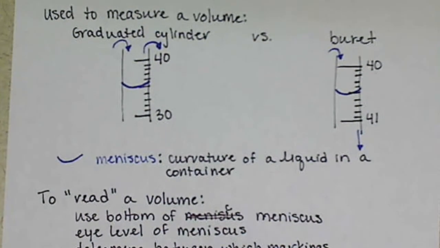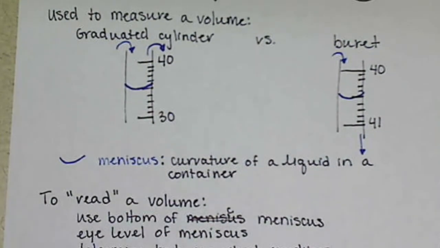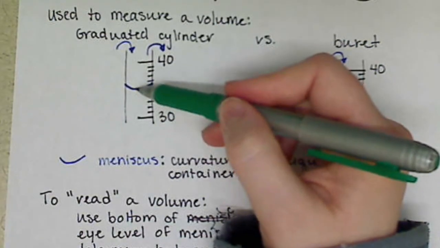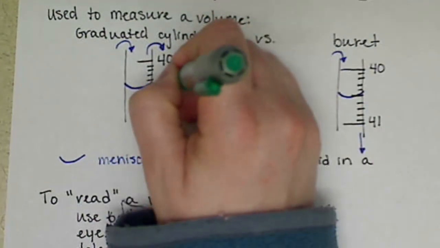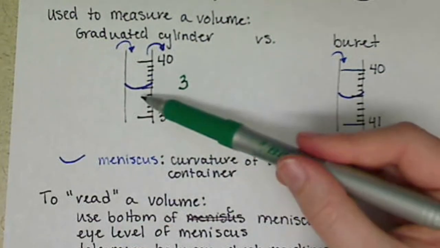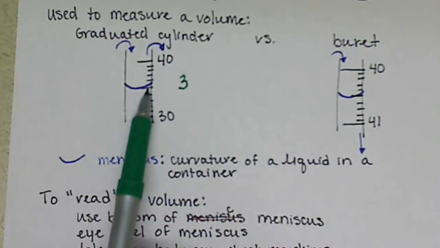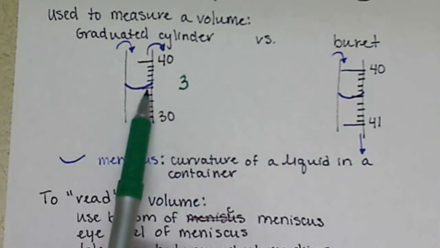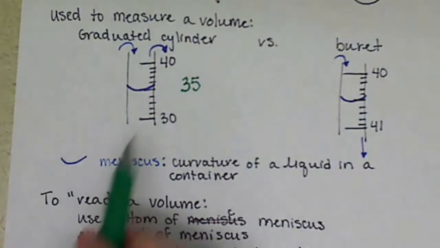So if we wanted to determine the volume of this line here, we know that this meniscus, the bottom of the meniscus, is between 30 and 40. So we know that the 10th digit will be 3 because it's not going to be larger than 4. Then I'm going to say that that meniscus is right on that middle hash mark there, which represents 5. So we have 35. Okay.